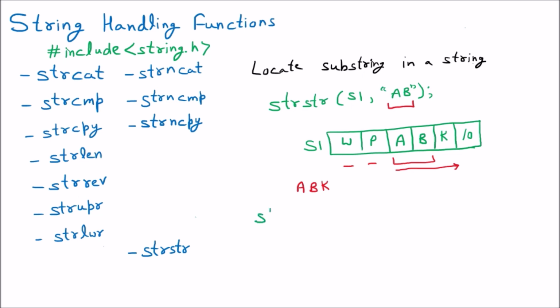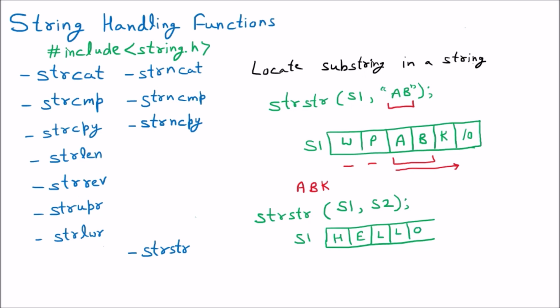Let us suppose that we are having strstr, meaning finding the substring. In the bracket we are having s1, comma, s2. Now let us suppose that in the s1 we are having H, E, L, L, O, and then we are having the /0. Let us suppose in the S2 we are having L.